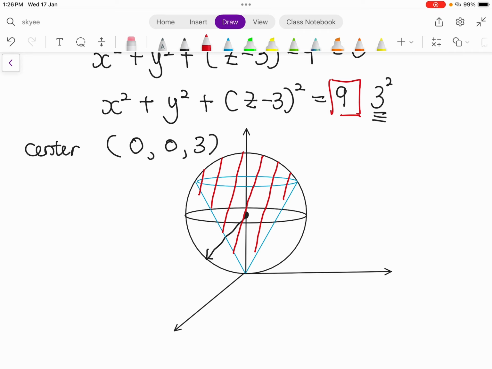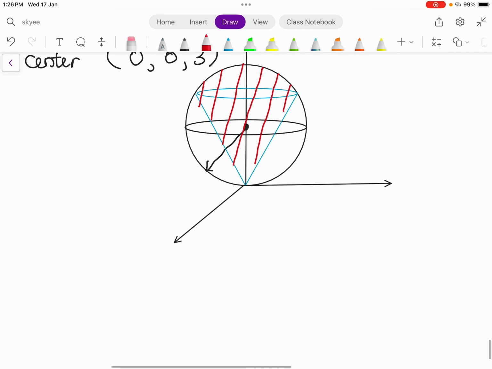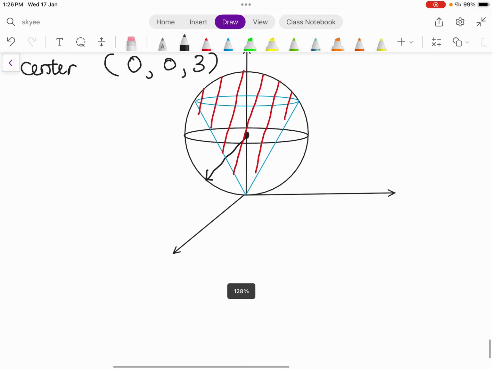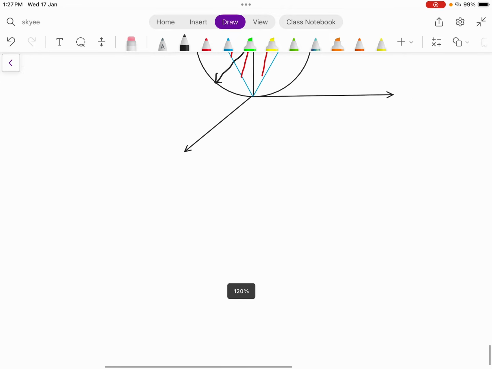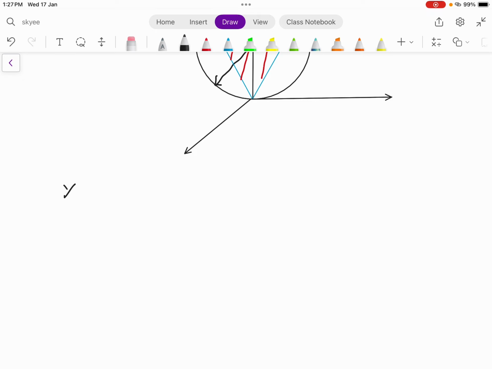Now you need to sketch the projections. You can sketch the XY projection.